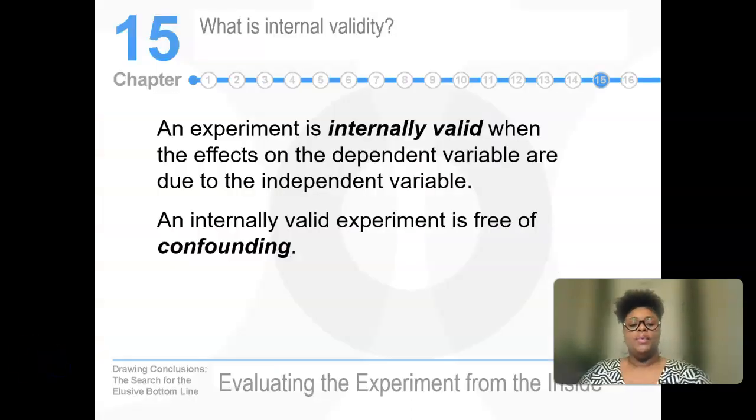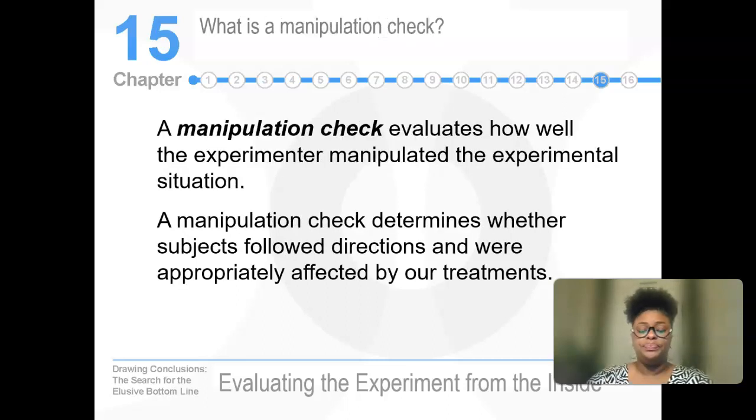So, when we're looking at an experiment, we talked about in the beginning of our chapters what it meant to be internally valid and externally valid, and what that means. An experiment is internally valid when the effects on the dependent variable are due to the independent variable. An internally valid experiment is free from confounding variables, which are variables that come in and interfere and actually are the ones to have an impact on the dependent variable versus the actual independent variable that we are studying.